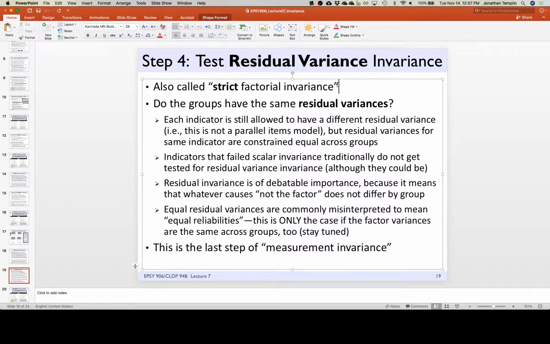Yes. If we don't have residual invariance, it just means that our scale, while it means the same thing, if we've established partial metric invariance, we basically have established that the scale means the same thing in the two groups. The factor is the same trait, but in one group we have a better reliability at measuring it than the other group. That's all that we're saying.